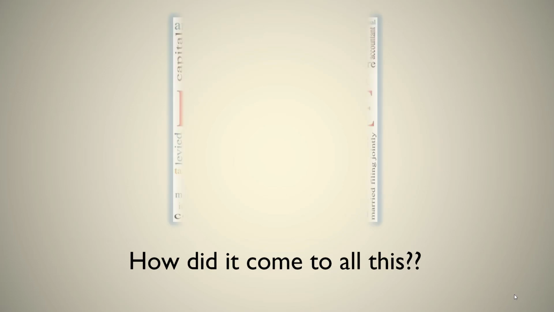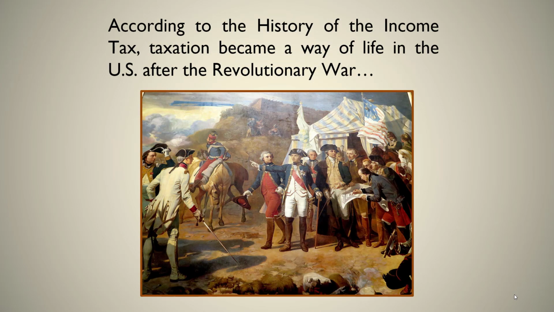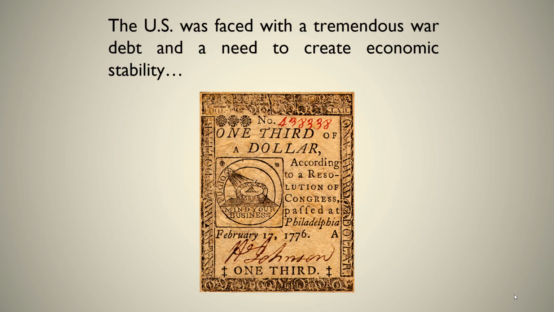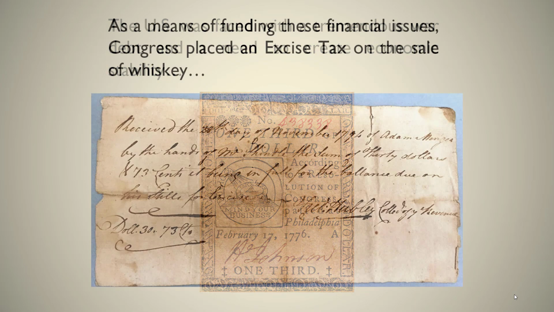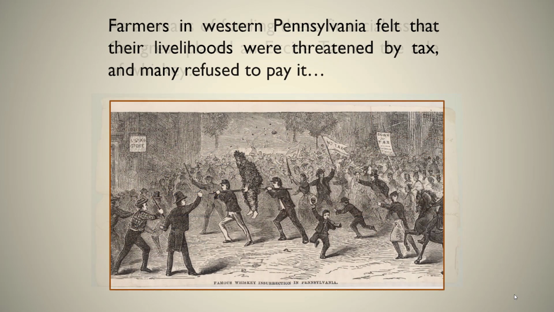So how did it all come to this? Why are we here? Well, according to the history of the income tax, taxation became a way of life in the United States after the Revolutionary War. The United States was faced with a tremendous war debt and a need to create economic stability. As a means of funding these financial issues, Congress placed an excise tax on the sale of whiskey.